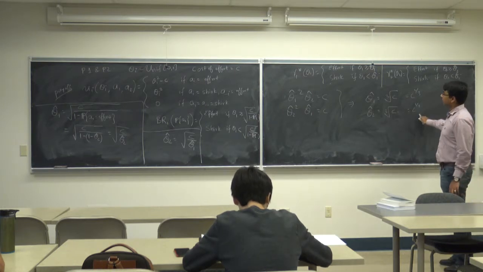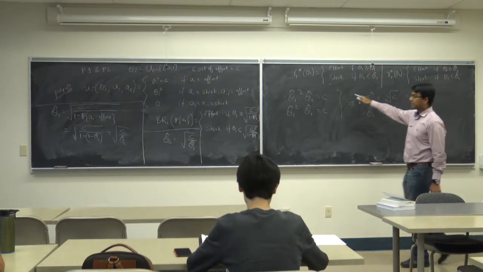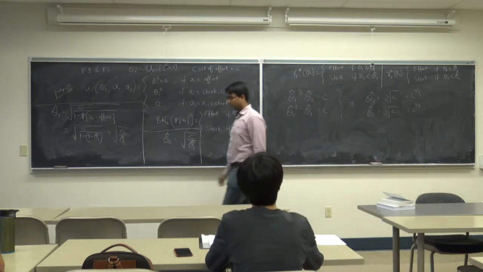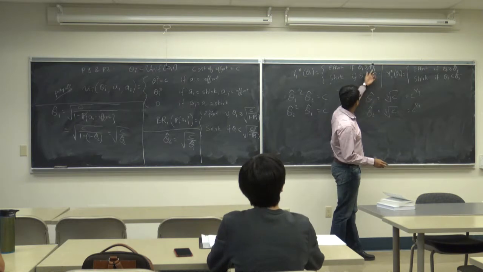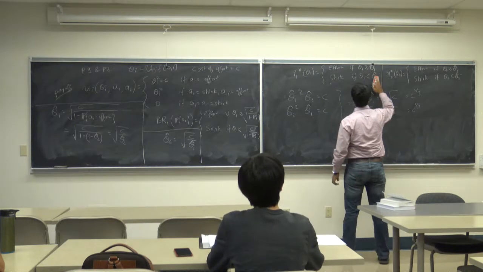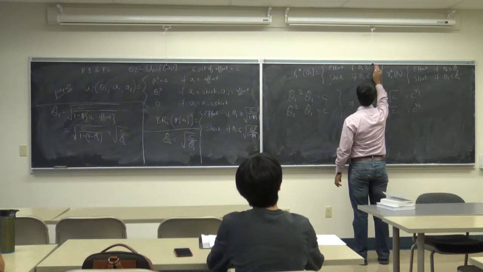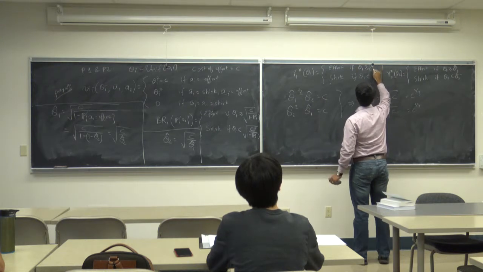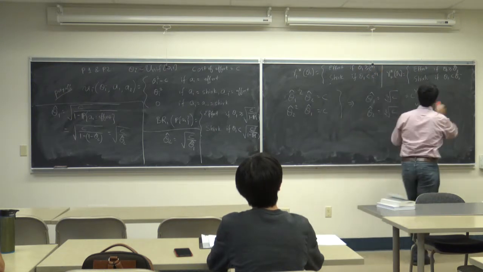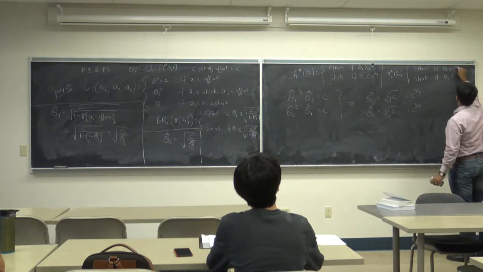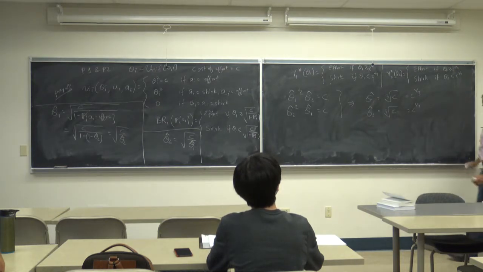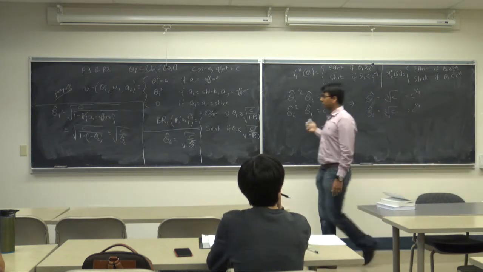So what does that tell us? This is the unique Bayesian Nash equilibrium, right? Just plug in the value of C. Let's plug in the value of C, 1 over 3, here. Okay, so that's the unique Bayesian Nash equilibrium in this particular game.